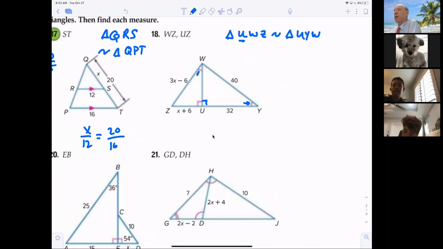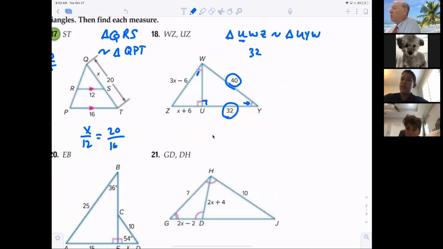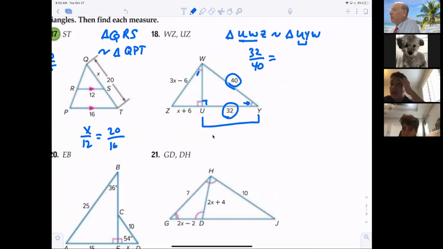Does anybody have any questions with that? All right, now I like to say 32 over 40. So I'm putting 32 over 40. And then I say 32 is UY. So I find UY. UY corresponds to UW. Uh-oh. Does that help out? Did we write that similarity statement correctly?